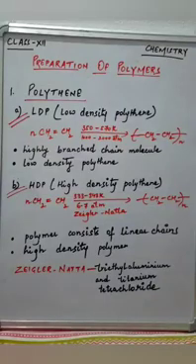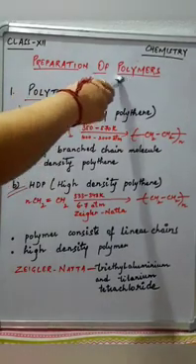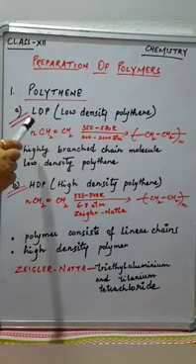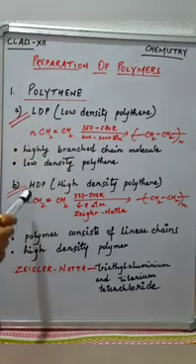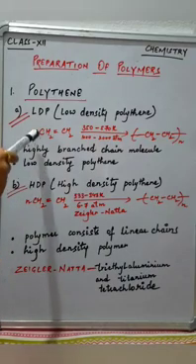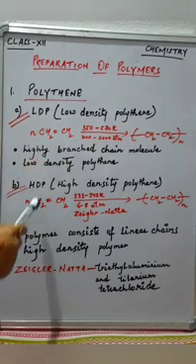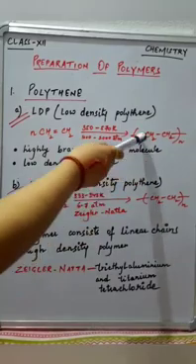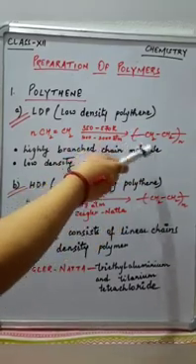Hello students, today we will study about preparation of polymers. First we will study about preparation of polythene. Polythene is of two types, low density polythene and high density polythene. You can see in the formula that both the polythenes are made from ethene only. This is the formula of ethene, and they are forming polyethene. This is the formula for polyethene.